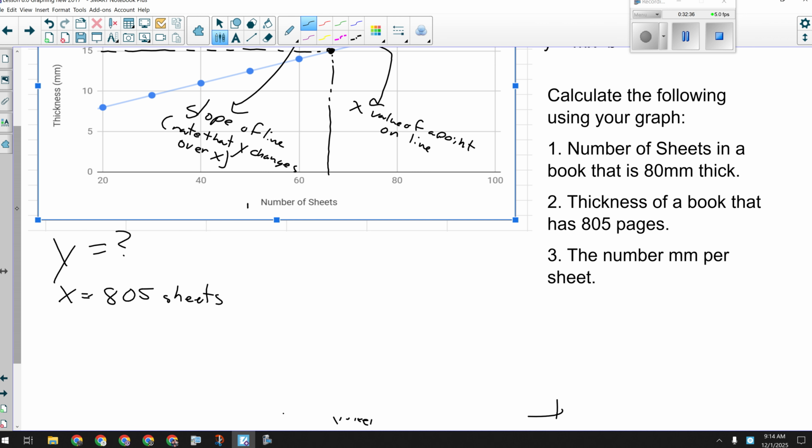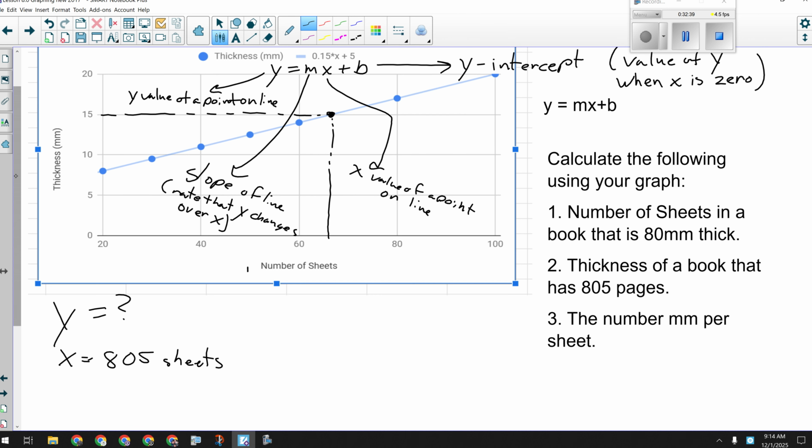It's still the same graph, so m and b are still the same numbers. m is still 0.15 millimeters per sheet, and b is still 5 millimeters. So I'm trying to find y, and I know that y equals m times x plus b. Do I have to do any algebra? I see Brady nodding his head no. I already have everything, right? It's already set up for this. So all I have to do is plug my numbers into the equation.